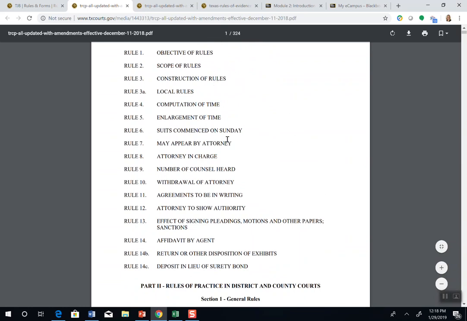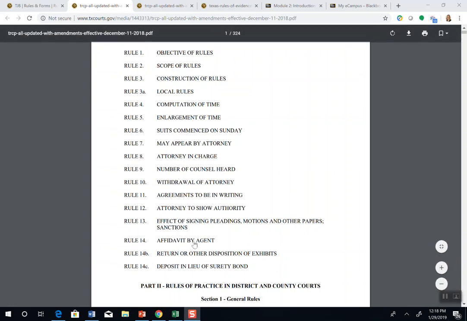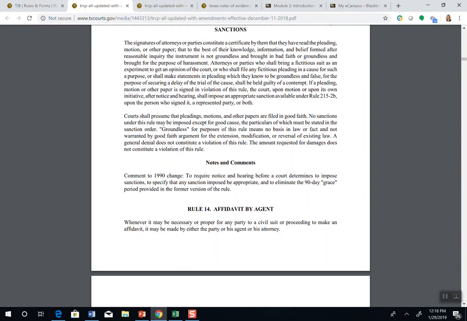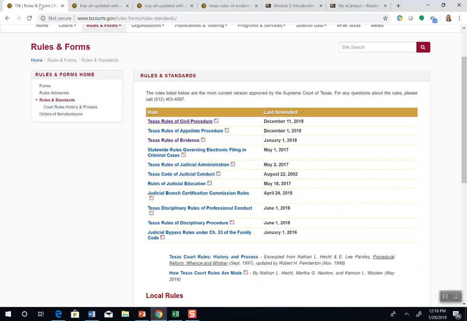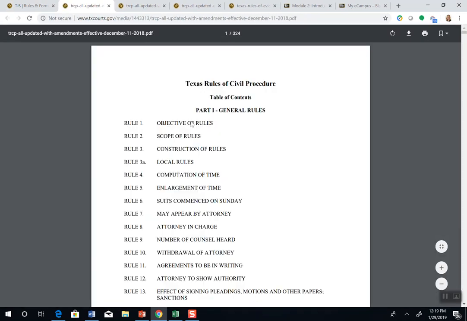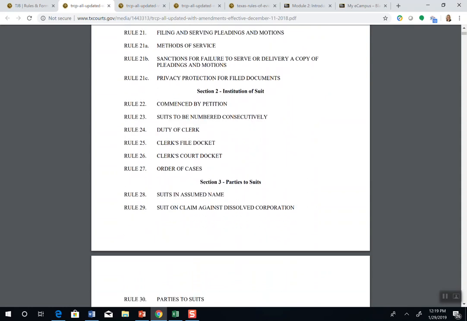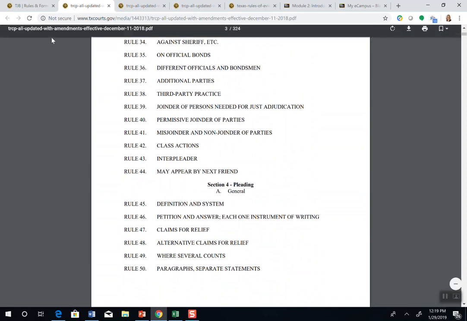Objective of the rules, the scope, down to agreements to be in writing, what an attorney has to do when he withdraws, an attorney just can't quit the case, and so on. And then you can look at this and it'll have the rule to tell you exactly how the rule is to be executed. So these are our rules of civil procedure. You can see this is quite long, 300 some pages.